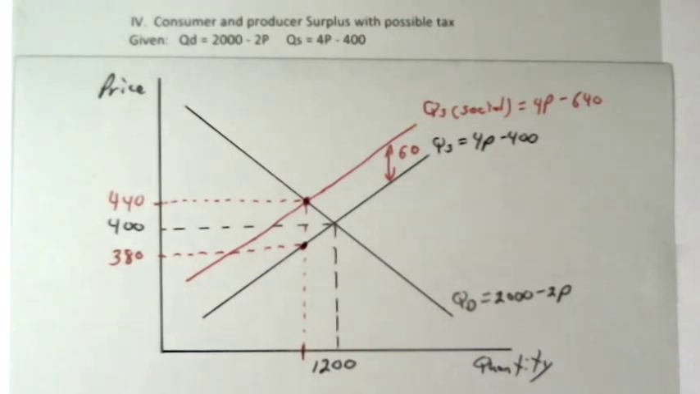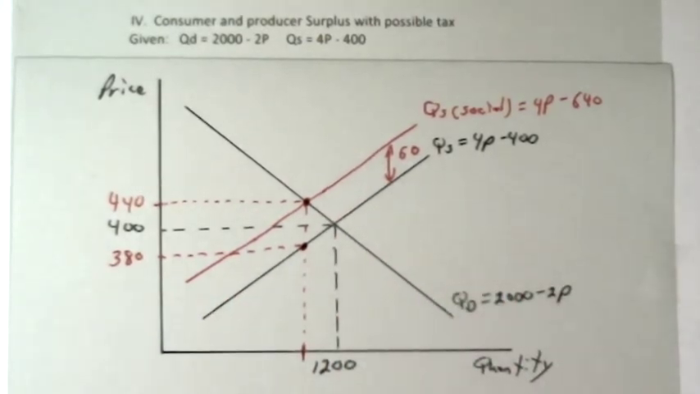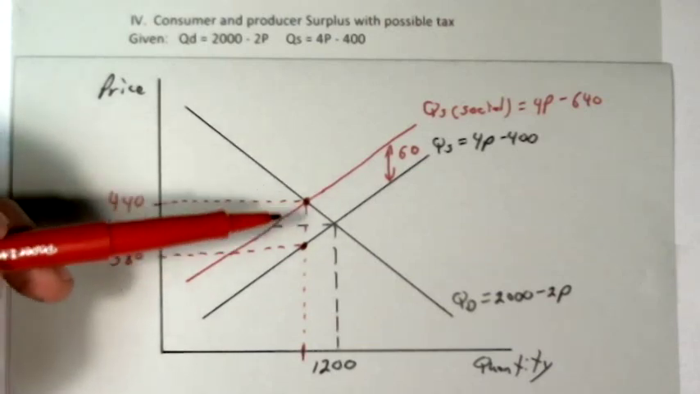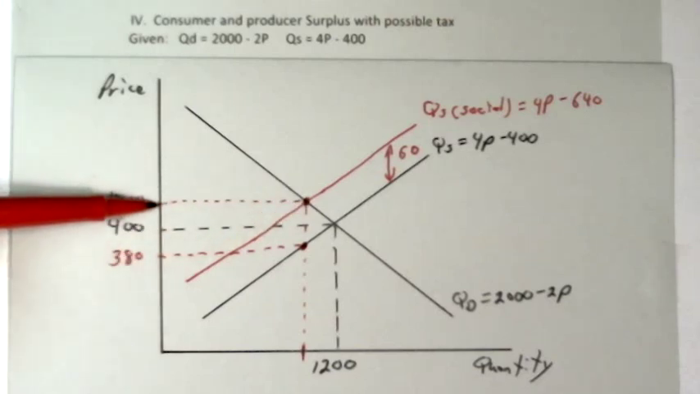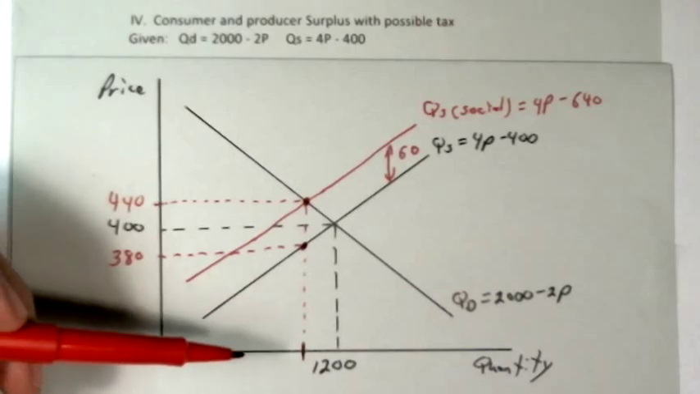Okay, so what's happened here is that we have a negative externality of 60, and if we can somehow incorporate that negative externality into the firm's decision making, it would move the equilibrium price to 440, a little bit higher, and a little bit less would be produced.